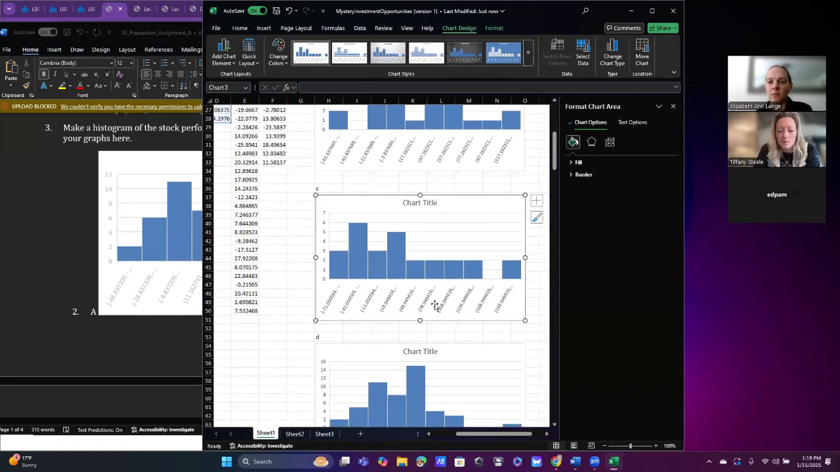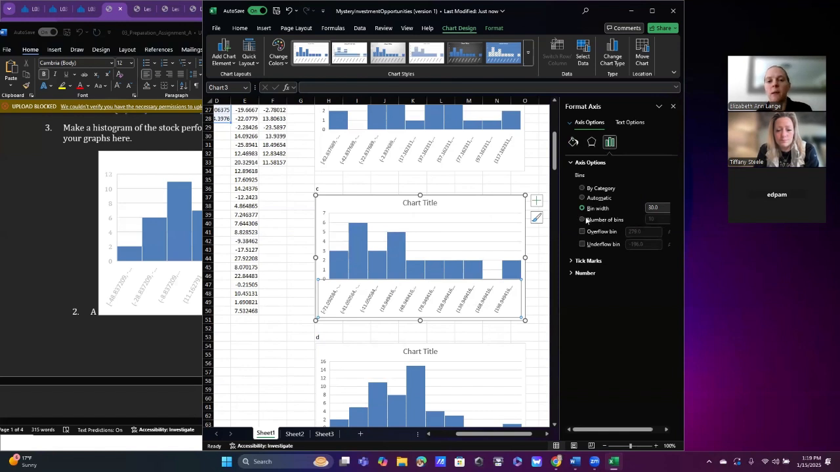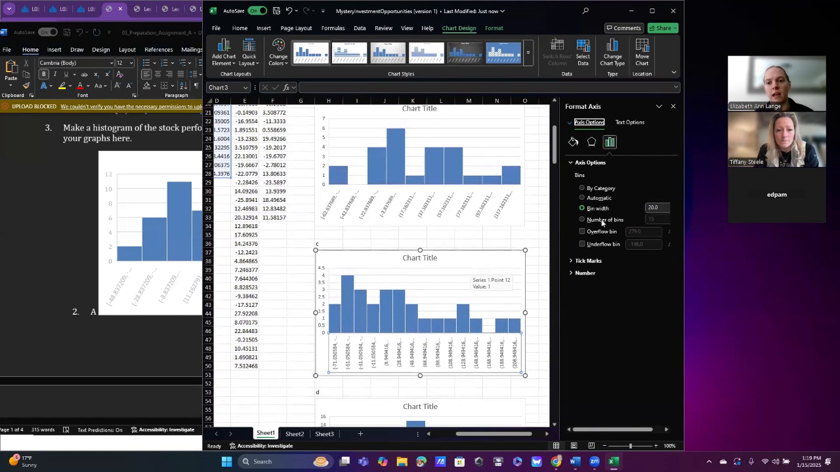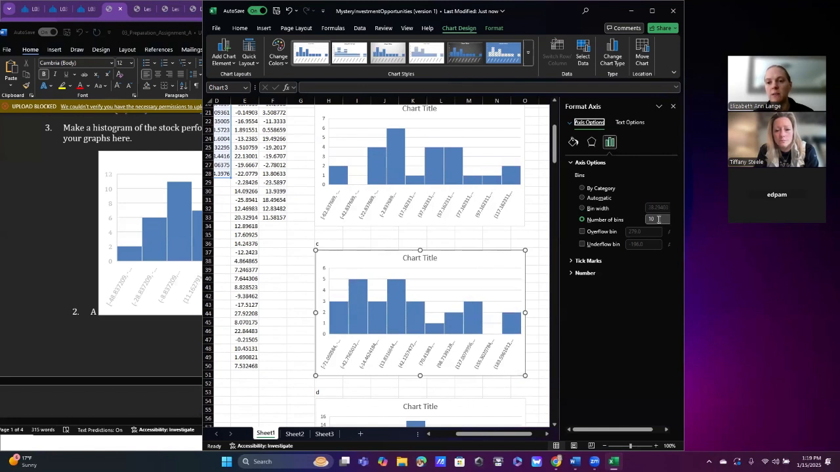For some of them, I did 10 for number of bins, but I just rounded to the nearest number for all of them. I wonder if it would make a difference. I'm going to see what happens if I change it to 20. Okay, see, that does make a difference. But I did a different number of bins for B because there were so many. So let's see what happens if I put my bin number at 10. Okay, maybe that's why.